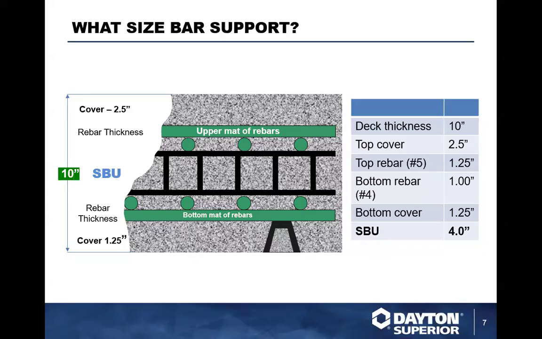It's going to be 4 inches plus 1 inch for the rebar thickness. That's 5 inches, plus the 1.25 inches gives you 6.25. So you're going to have a 6.25 inch individual high chair to go in that location.